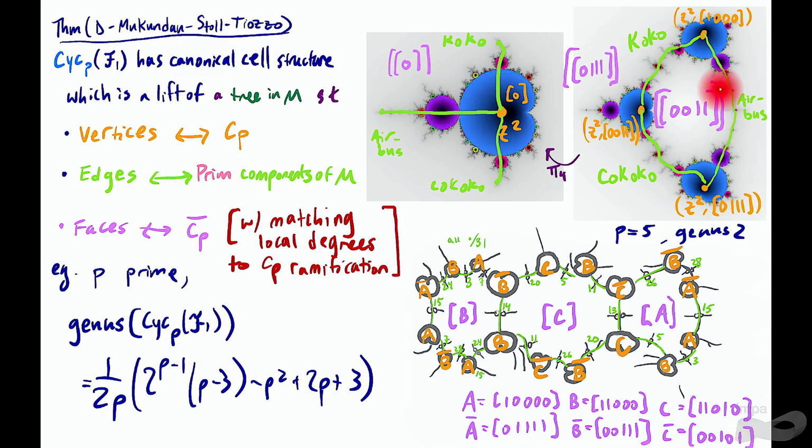So if we look here in this Marx cycle 4, the Airbus is right here. And if we follow the lift of the vertex z squared marked with the cycle 1, 0, 0, 0, it ramifies at the Airbus with also the cycle z squared marked at 0, 1, 1, 1. So we get an edge in our cell complex that corresponds to the polynomial of the Airbus.